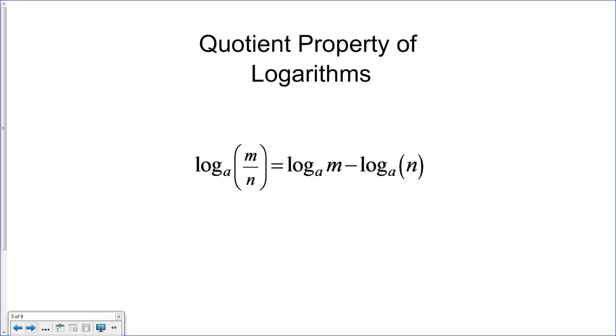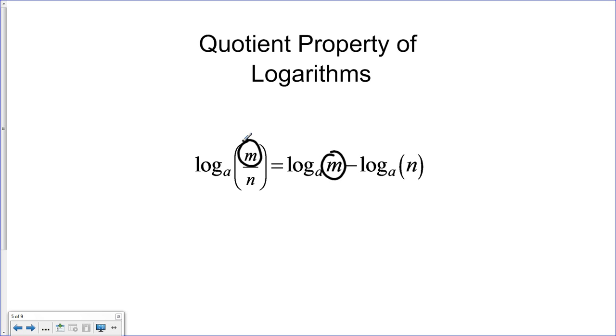Now, similarly, the quotient property says that if we have a logarithm of a fraction, we can split that into two logarithms, or vice versa, if we have two logarithms that are subtracted, again, that have the same log base, I can write it as a single logarithm where they are divided. Now notice, please, that the first value goes on top, and then what's being subtracted goes on bottom.